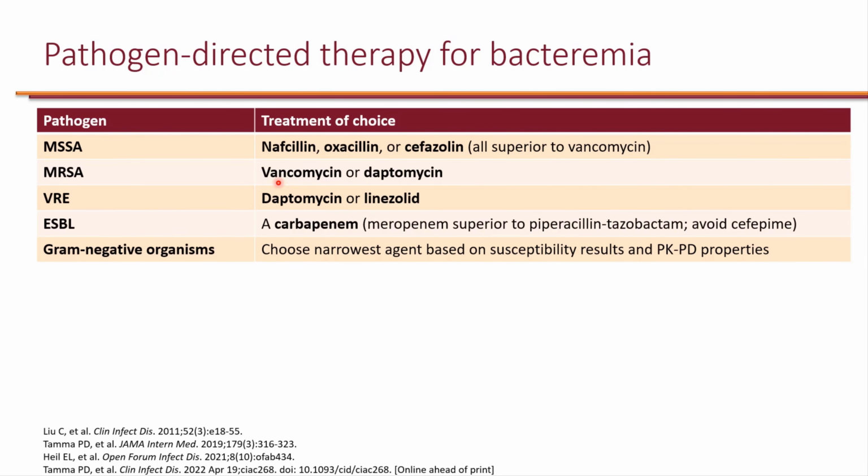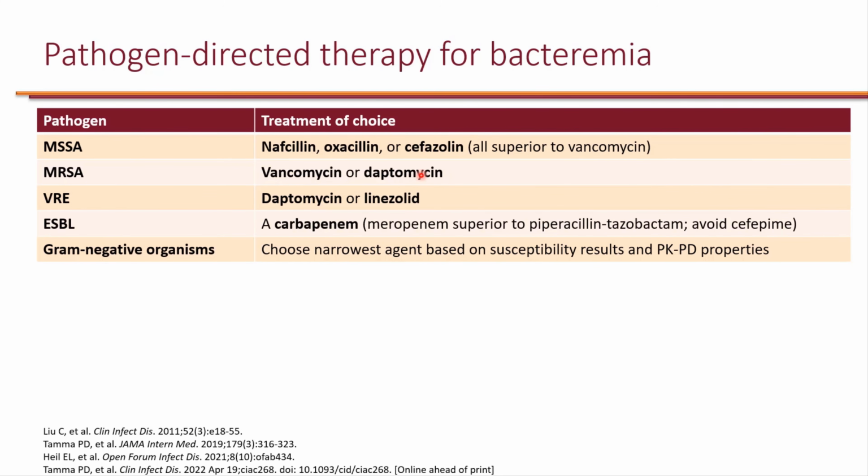Now, if you consider that vancomycin requires therapeutic drug monitoring, so you essentially need to pay a pharmacist to get vancomycin levels and make adjustments, one could argue that daptomycin might be more cost effective. But regardless, either vancomycin or daptomycin would be treatment of choice for MRSA.